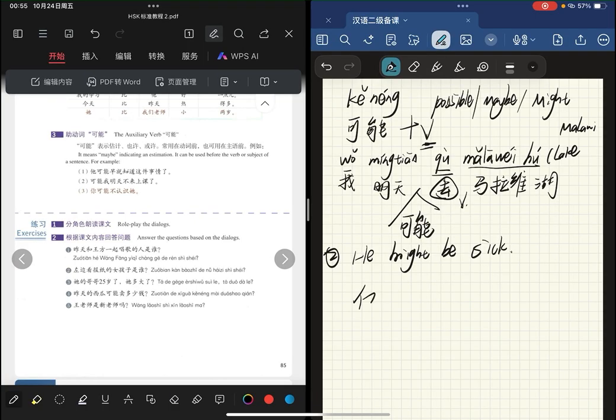So 他 might 可能. Okay, sick, be sick. The new word, maybe it's a new word: 生病.